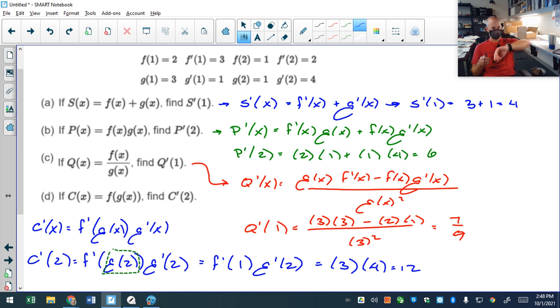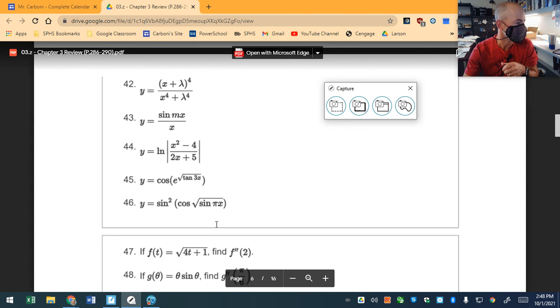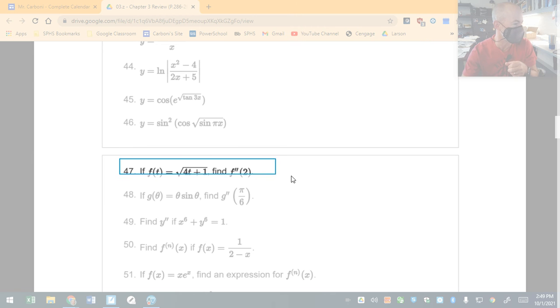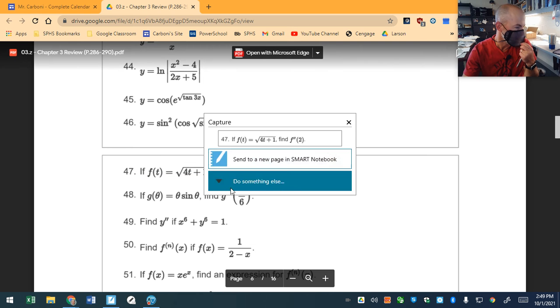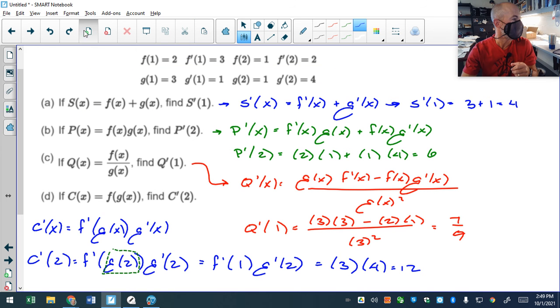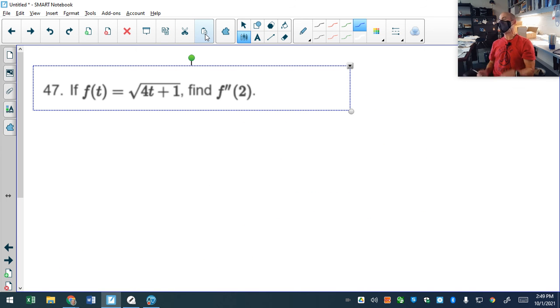How are we feeling? Okay. Any other questions, comments, concerns? 47, same page? Okay. 47. Oh, F double prime, son of a stinker. F prime on 47 should not be painful. Oh, I got to go fast. Okay, I'm going to go fast.